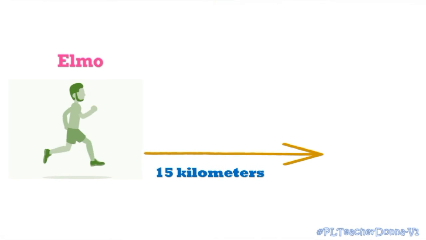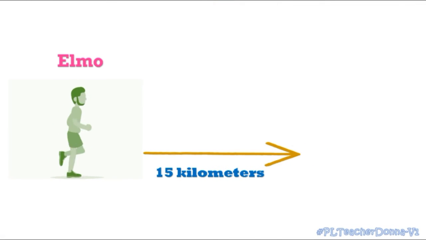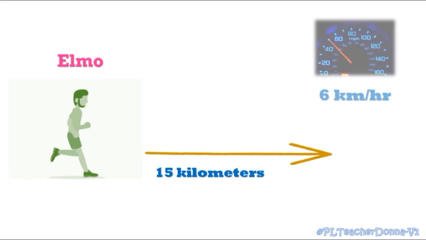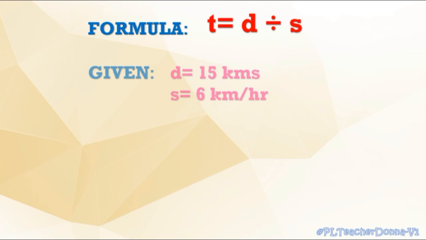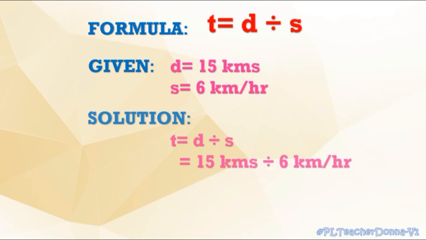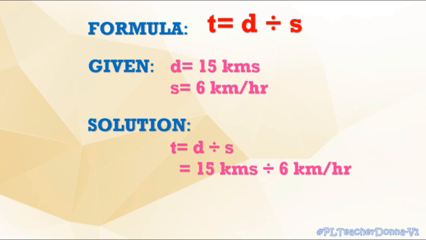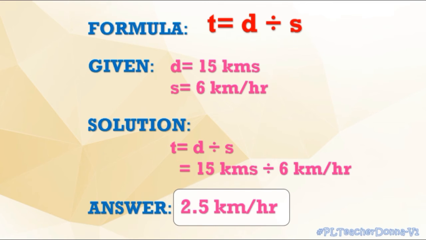Last example. Elmo runs at 6 kilometers per hour in a 15-kilometer distance race. How much time will Elmo need to finish the race? We will use the formula t is equal to d divided by s. Given, then we substitute, that's 15 kilometers divided by 6 kilometers per hour. 2.5 hours is the answer.